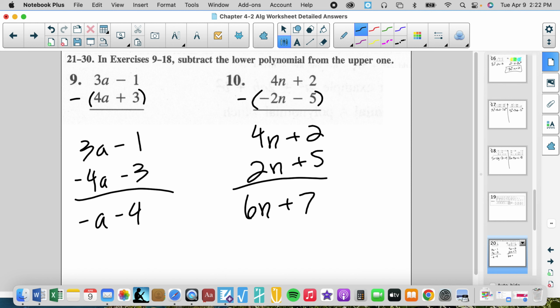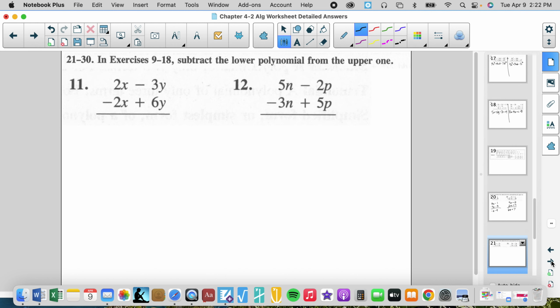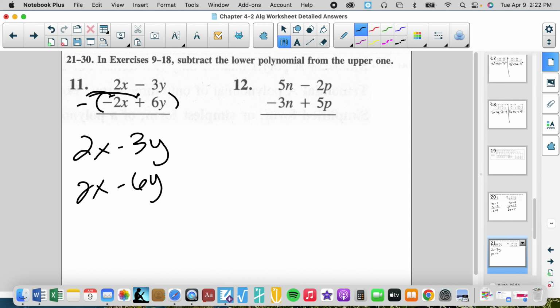6n plus 7. This is how I would do the work in the problem. So I would rewrite with that negative going into there, so it's going to change all of the signs inside there. So that's 2x minus 6y. And then I'm going to combine them. I'm going to add them, and that's negative 9y.